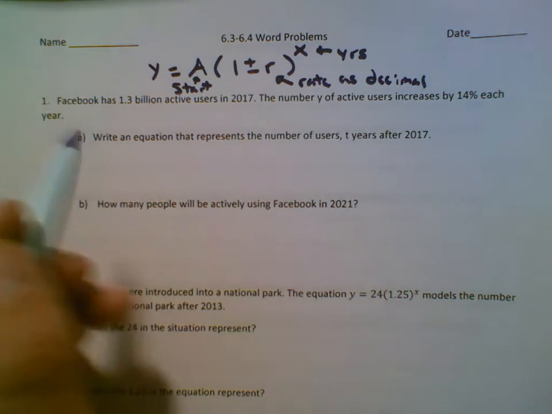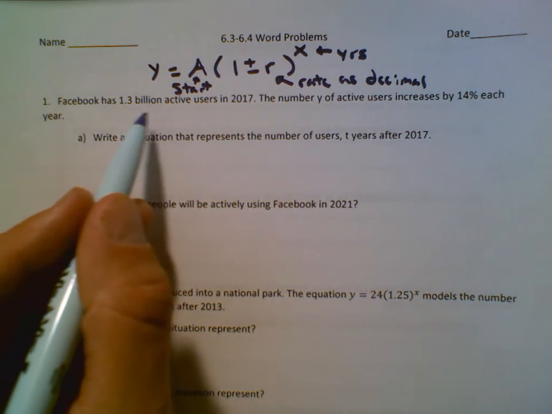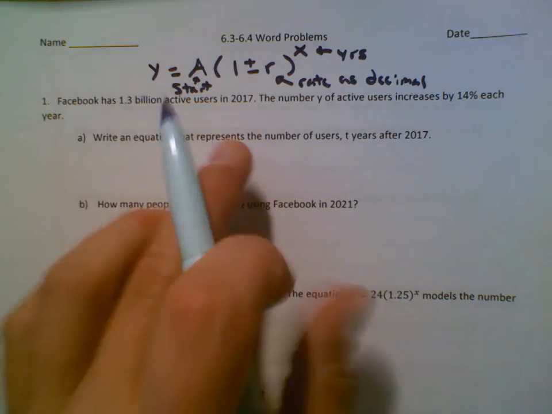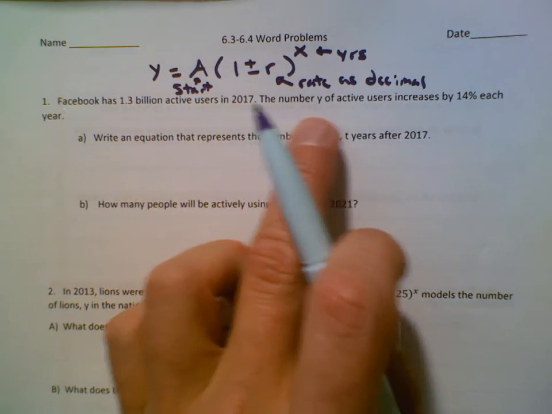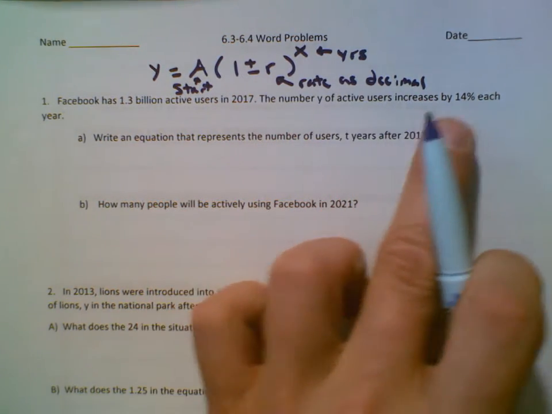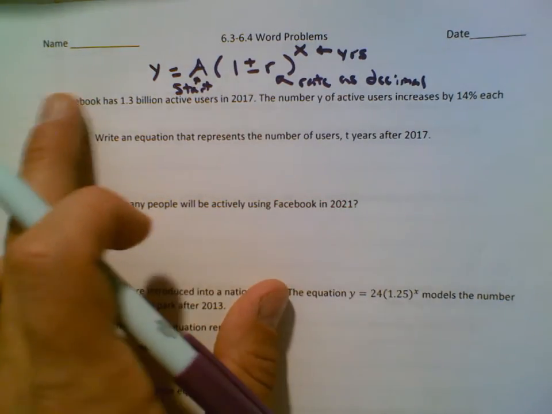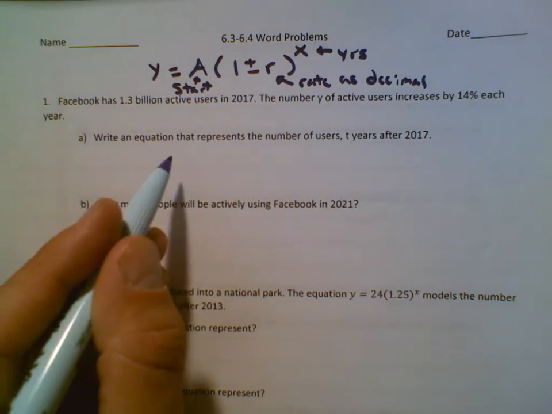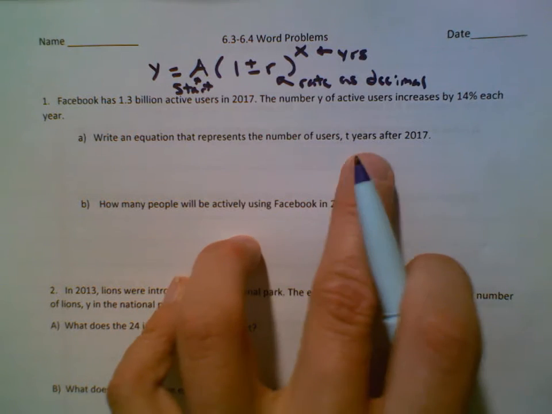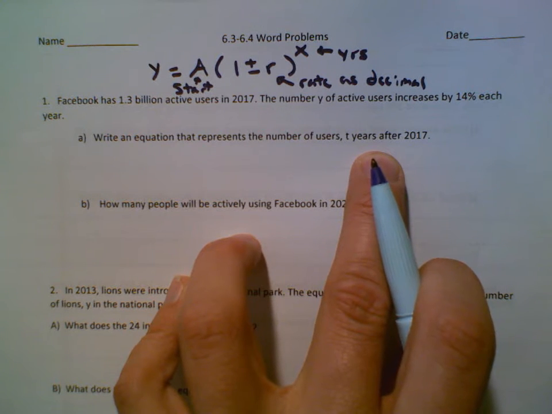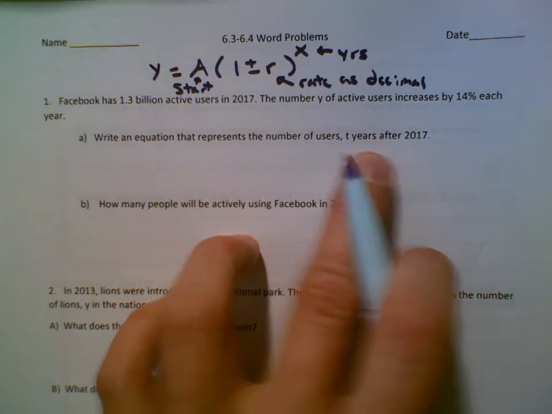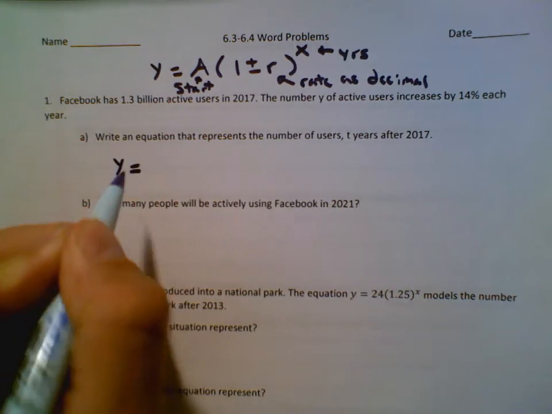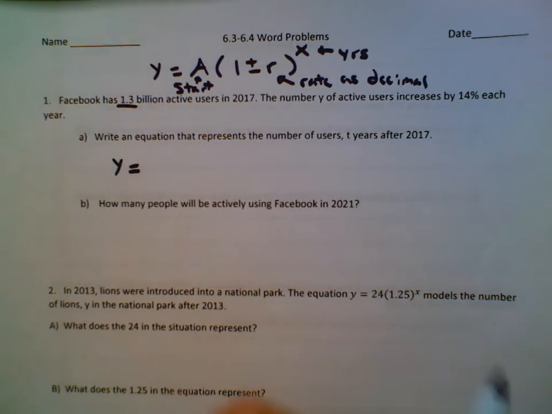So looking at example one, it says Facebook has 1.3 billion active users in 2017. The number Y of active users increases by 14% each year. It wants us to write an equation that represents the number of users T years after 2017. Okay. So to start this problem, I want to know how many users am I starting with? Well, it tells me 1.3 billion.